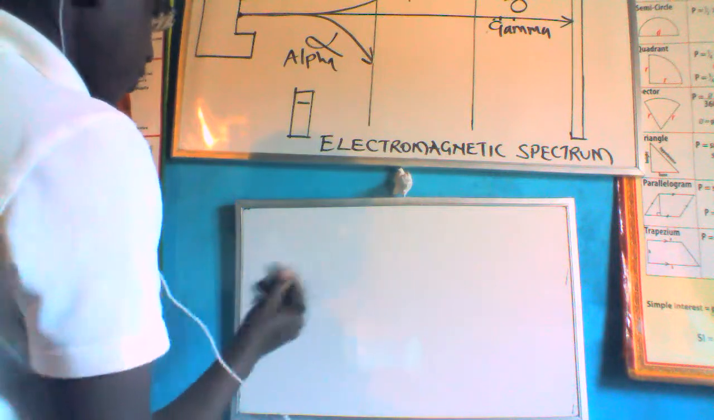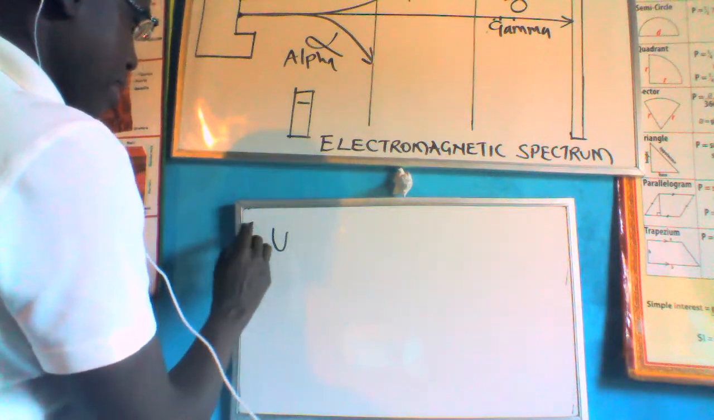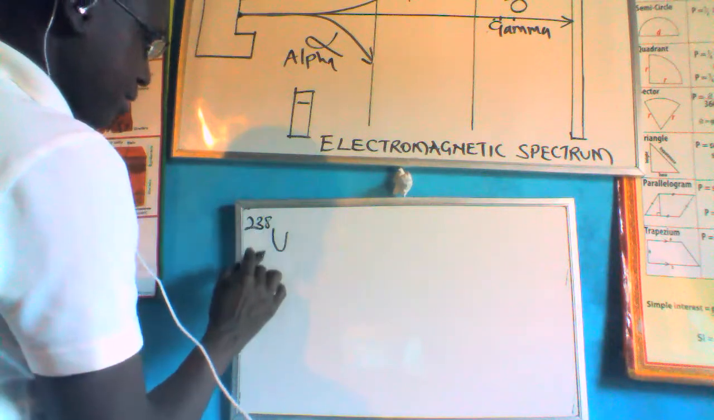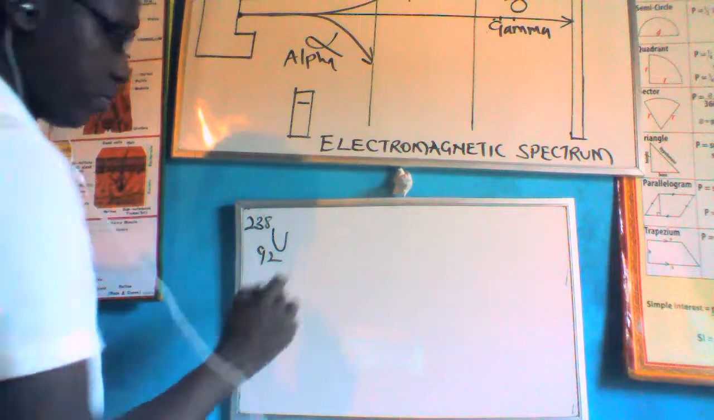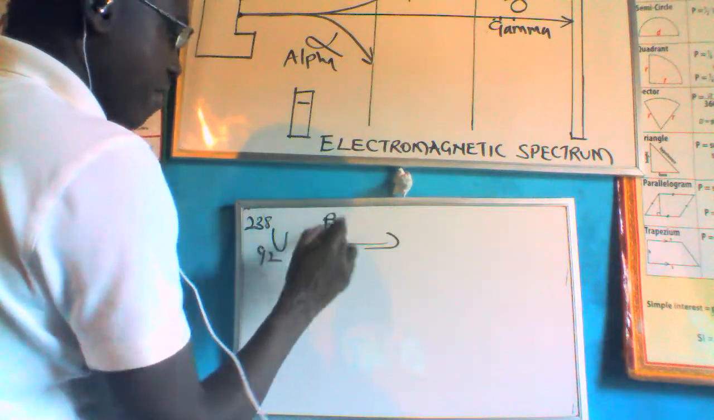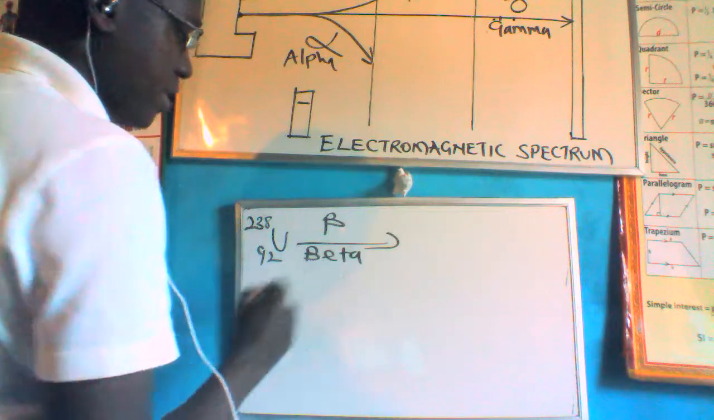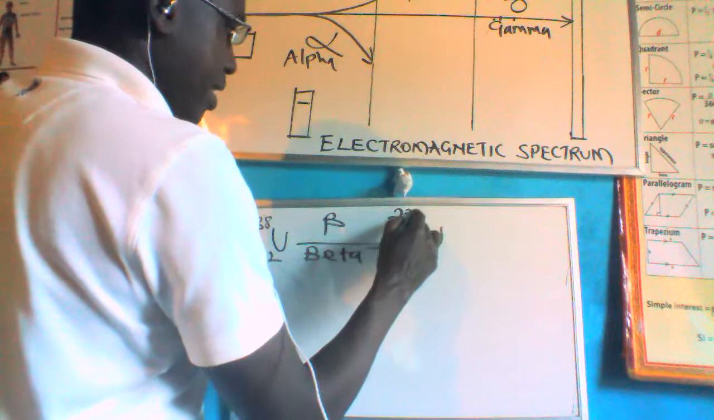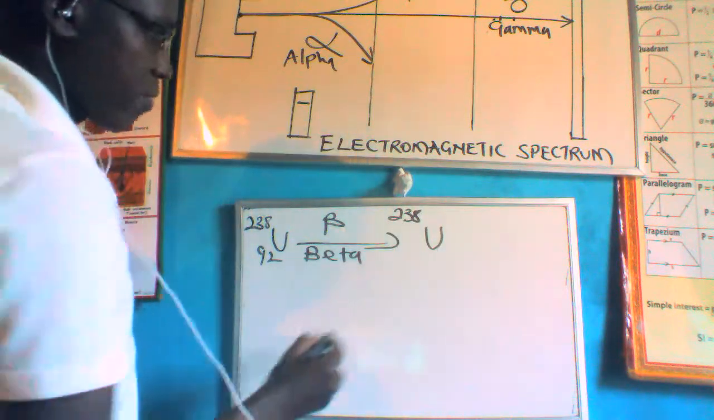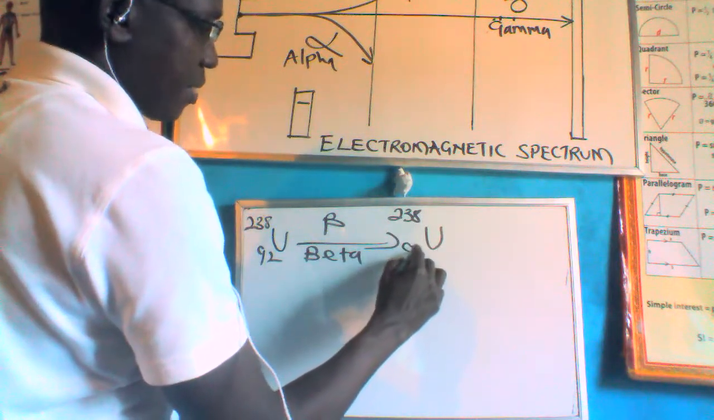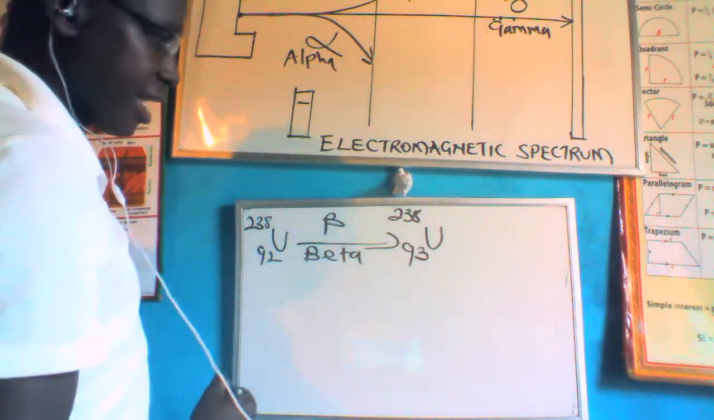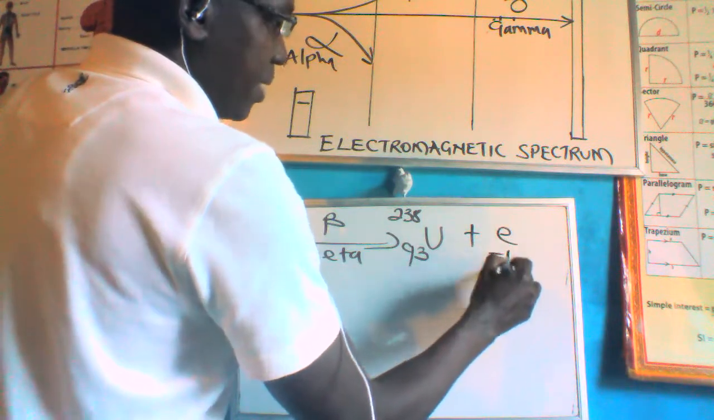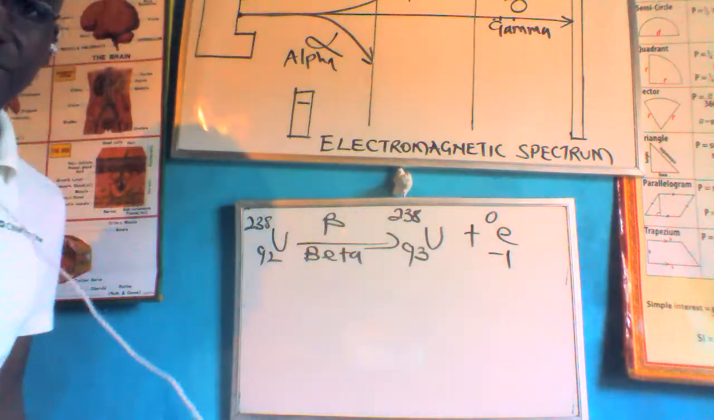So, assuming again we have the uranium-238. Uranium-238 has atomic number 92. If it so happens to emit the beta particle, what happens is that the uranium has a sustained mass, 238, but the atomic number rises to 93, which is a rise by 1. And here we have the beta particle represented as having been emitted.